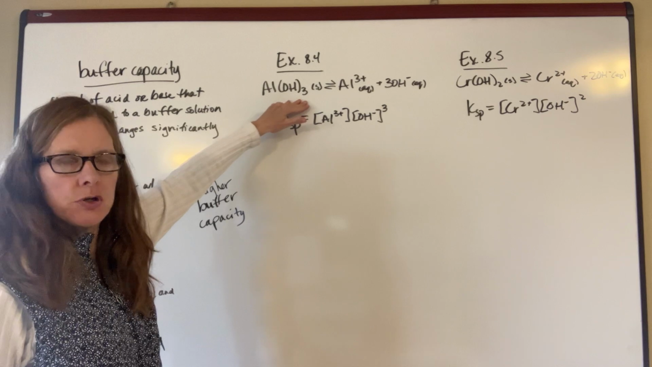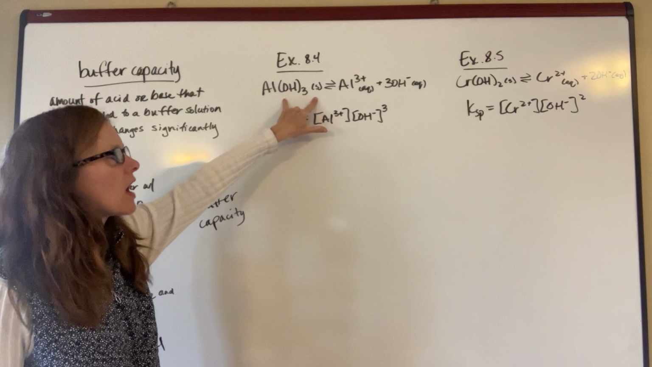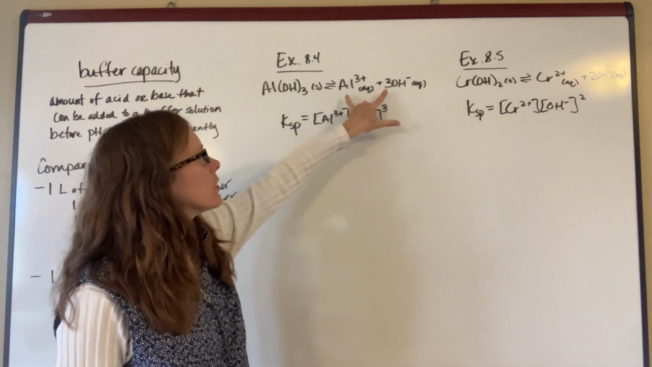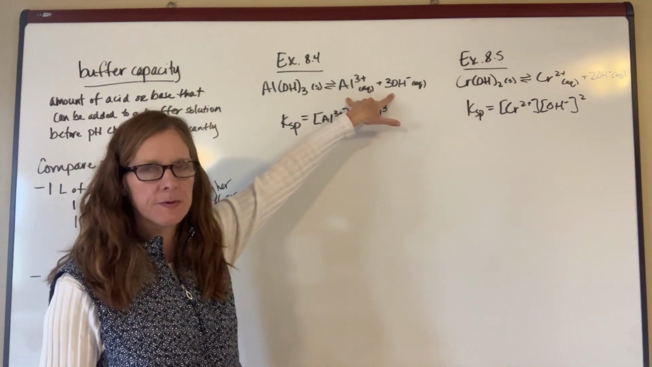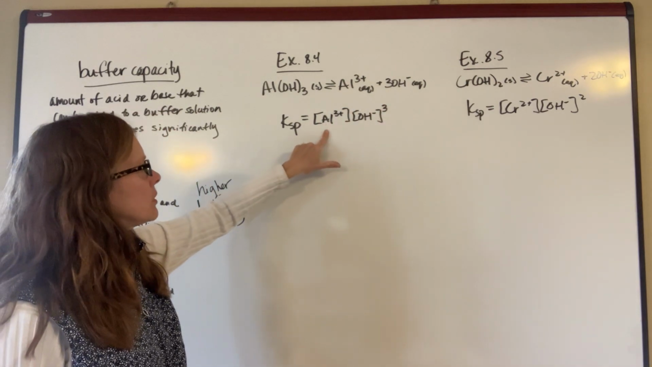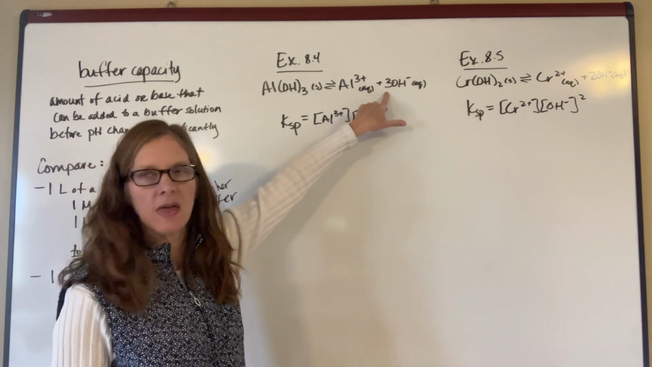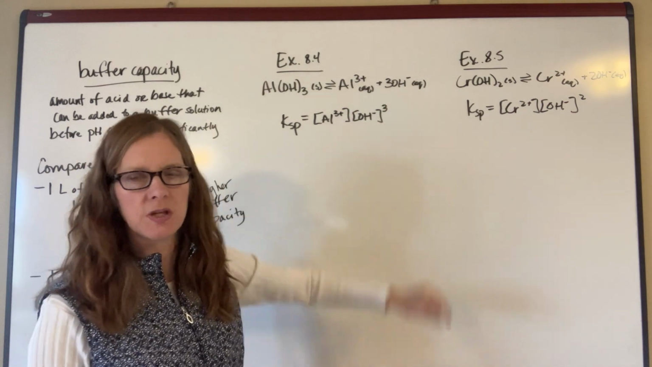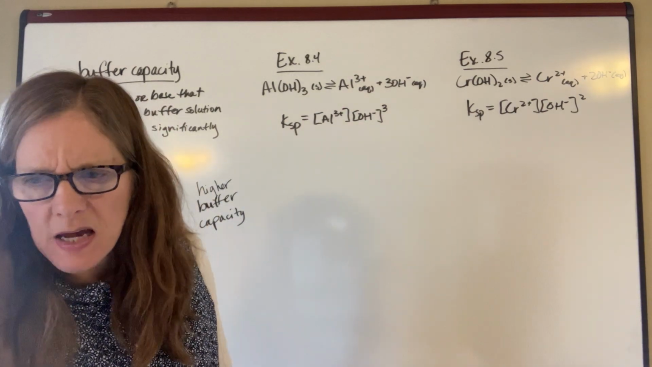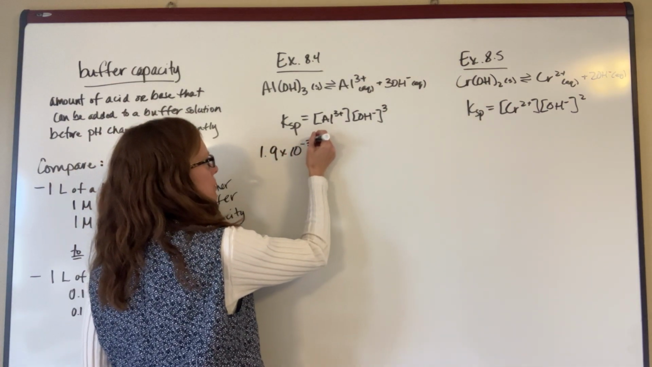Aluminum hydroxide, again, if you don't recall how to do this, you may need to flip back to Module 6, but aluminum hydroxide as a solid doesn't dissolve readily, and so it sets up an equilibrium with aluminum ions and hydroxide ions. And so when I write the Ksp expression for this, I have the aluminum ion concentration times the hydroxide ion concentration cubed because of that 3 in front as a coefficient there. The Ksp for this is actually very small, it's 1.9 times 10 to the minus 33.